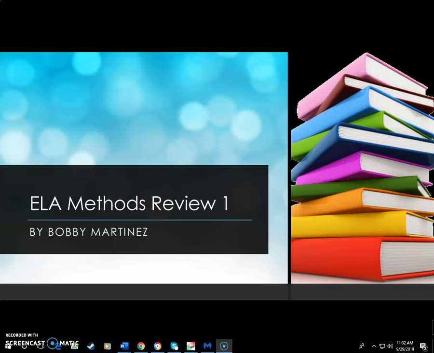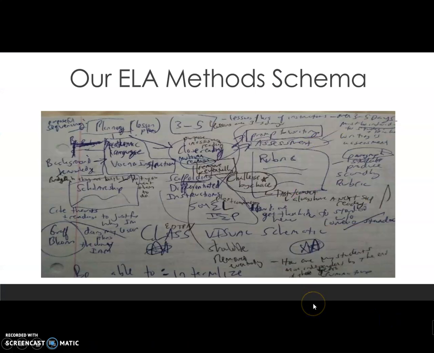Welcome to my ELA Methods Review number 1 for the first, I don't know, 5 weeks of class. So we've got, here's my picture, which I have taken copious notes on, of our ELA method schema. So I'm going to go through section by section. I know here you can't really discern the sections, but I thought it was a good way to organize my thoughts for reviewing what I have learned and how I am applying and will apply it to my classroom and my teaching methods.